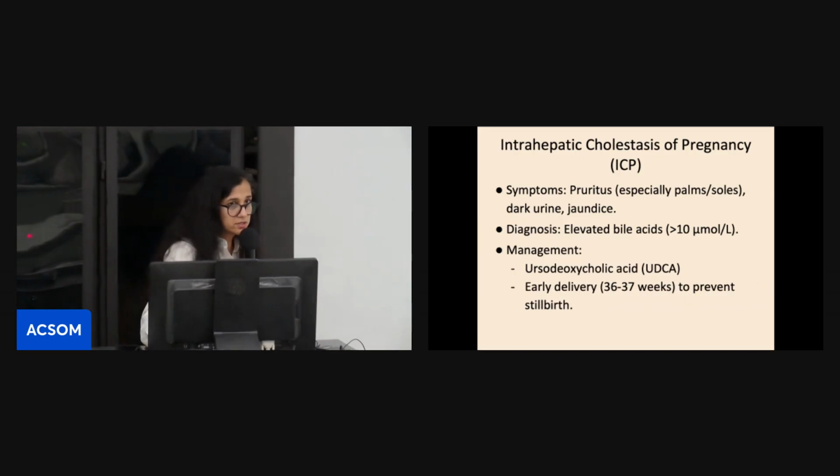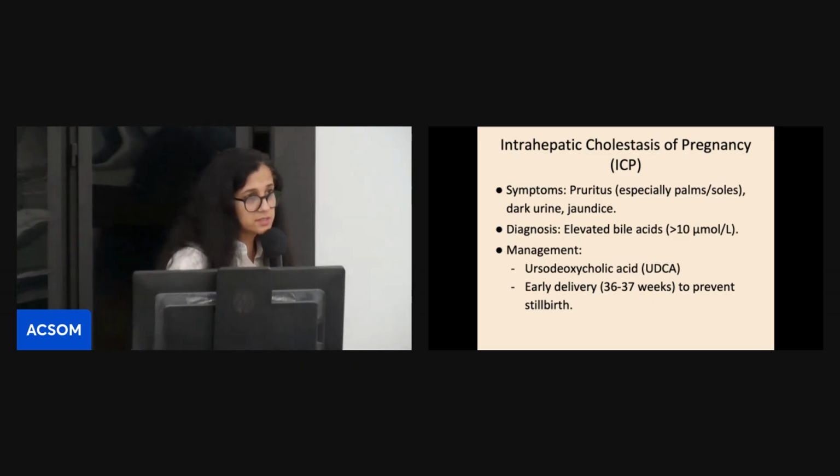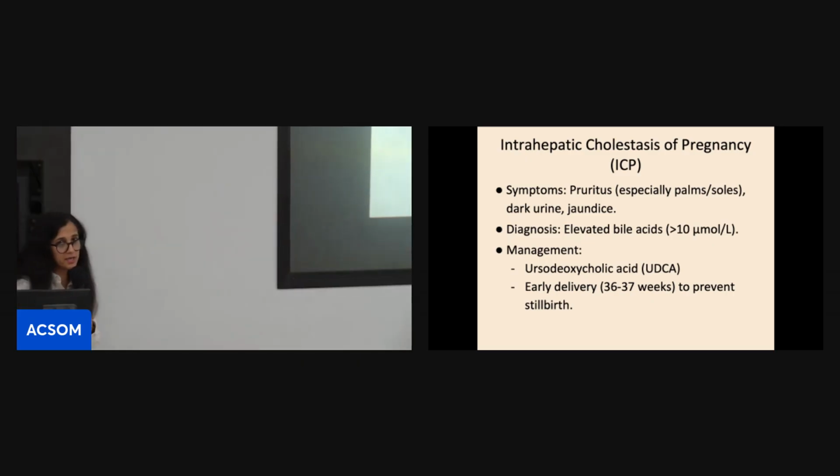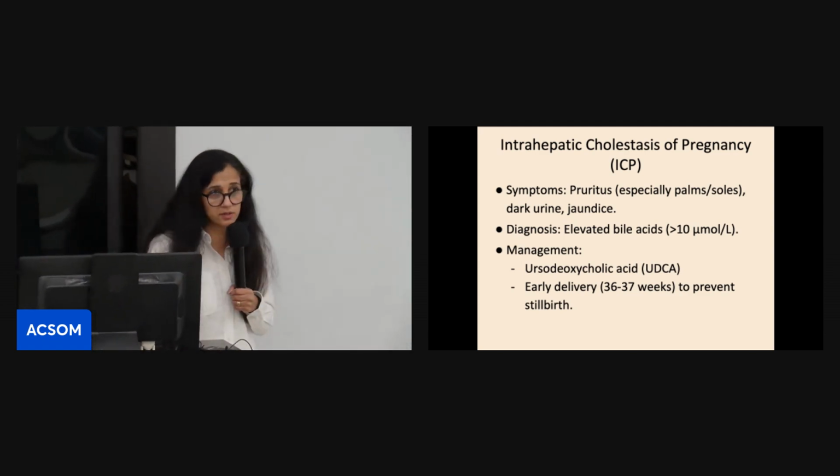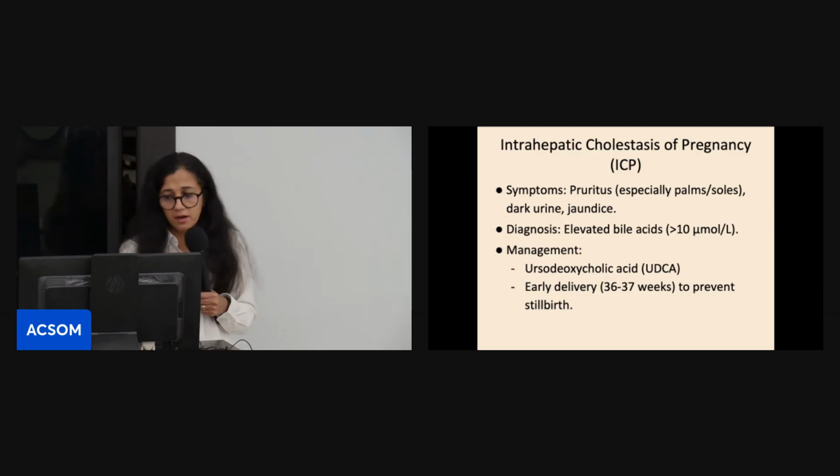And then you are going to do an early delivery around 36 or 37 weeks because ICP has a high incidence of stillbirth related to it. So when you have your pregnant folks presenting around 34 or 35 weeks with itchiness, you've got to take it seriously because of the risk for stillbirth.